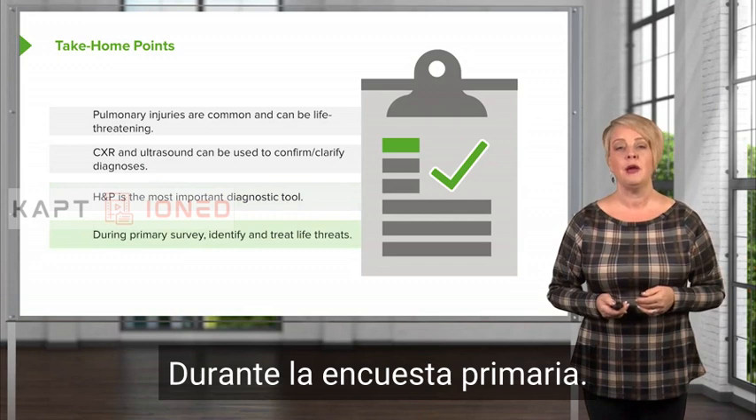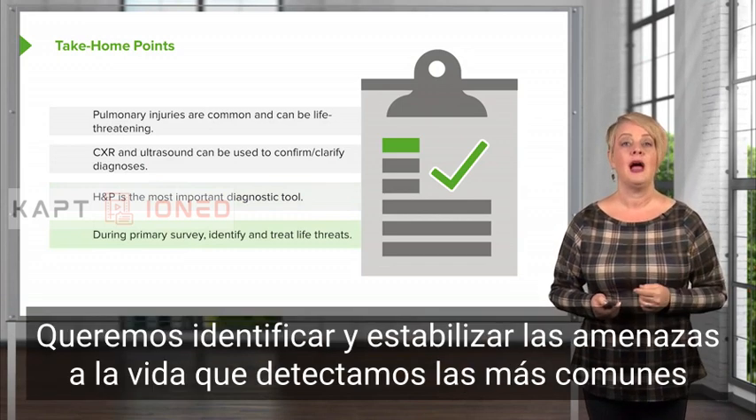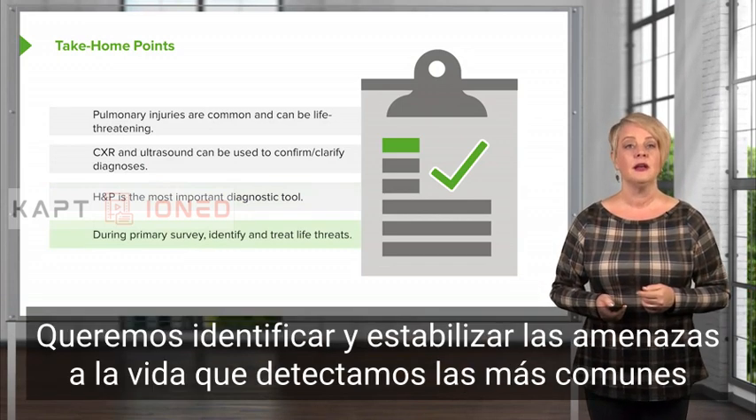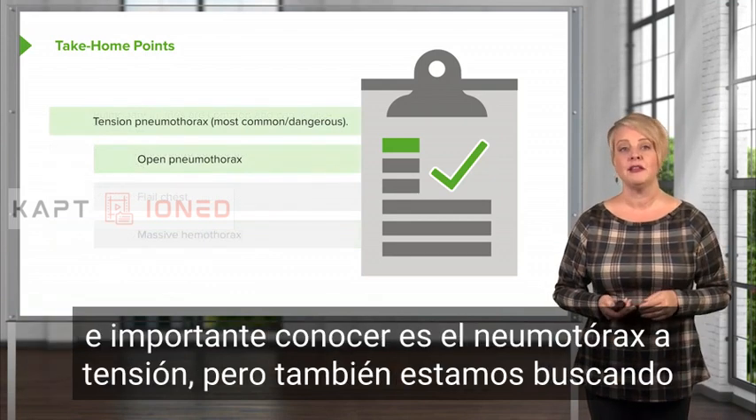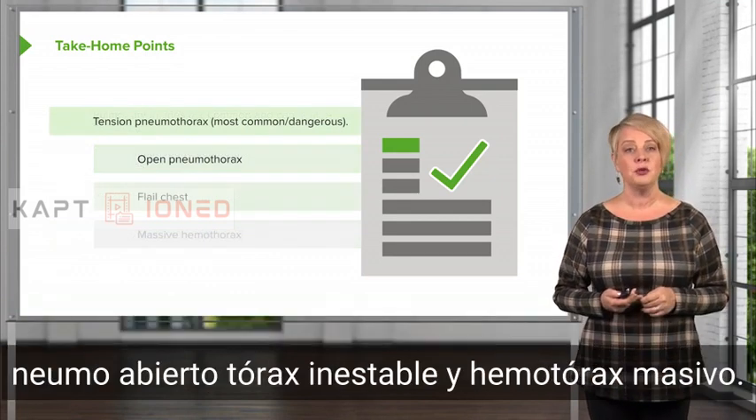During the primary survey, we want to identify and stabilize any life threats that we detect. The most common and important one to know about is tension pneumothorax, but we're also looking for open pneumo, flail chest, and massive hemothorax.